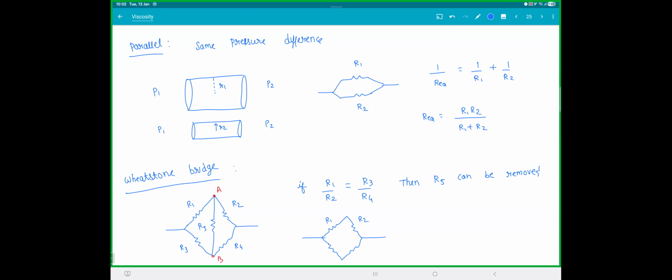This is called Wheatstone bridge. There, series, parallel, Wheatstone bridge. All clear with this? So you can just simply replace the pipes here with resistors and solve all this stuff.